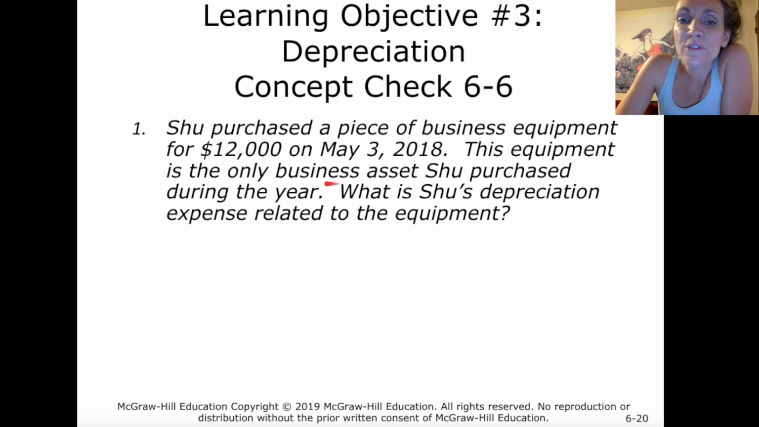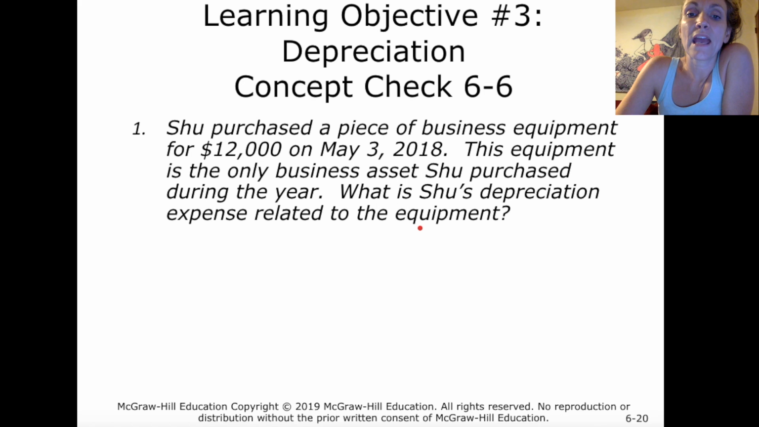But this was her only business asset. So if this was placed in service in, say, October or November, then what? Well, 100% of her assets would have been placed in service during the last quarter, and we would have had to use mid-quarter convention instead of half-year convention. Otherwise, if it's real estate, residential or commercial, mid-month.